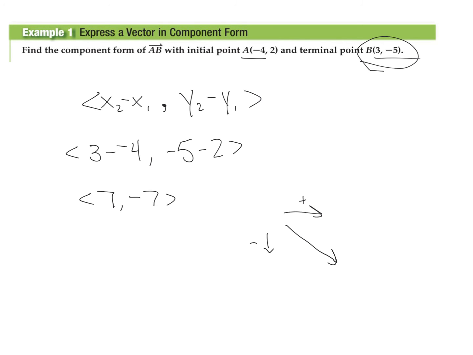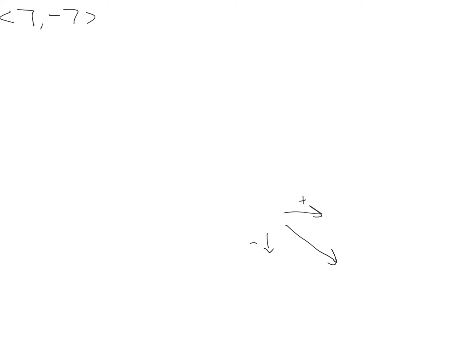I changed my mind. Let's do another example, just because I know the 7s are still on the screen, but I can't get them away. Okay, let's find it if A is (0, 8) and B is (-9, -3).